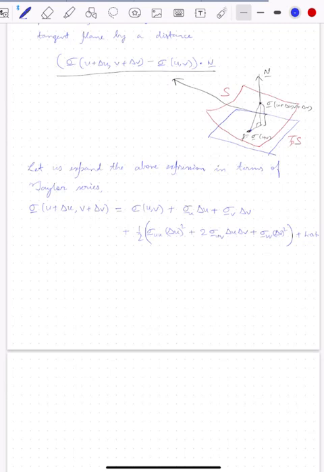Okay. And we can rearrange this in terms of sigma vector u plus delta u, v plus delta v minus sigma vector u comma v, right, is equal to sigma u delta u plus sigma v delta v, then plus half of the same thing, delta u delta v plus sigma vv delta v square plus higher order terms.